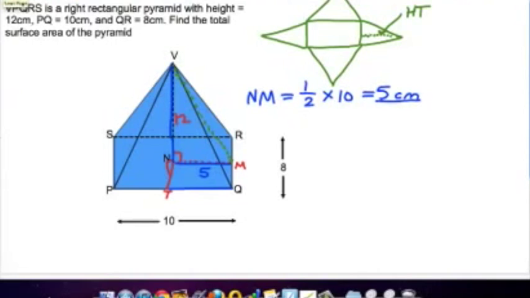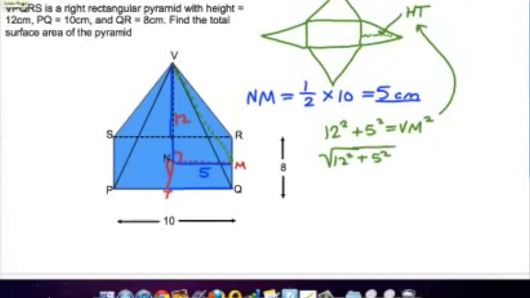So then what I'm going to do is go ahead and use the Pythagorean Theorem. I know that 12 squared plus 5 squared equals whatever that length VM will be. So VM squared, that's going to be my height over here. So then I have the square root of 12 squared plus 5 squared, which really is the square root of 144 plus 25, which is 169.